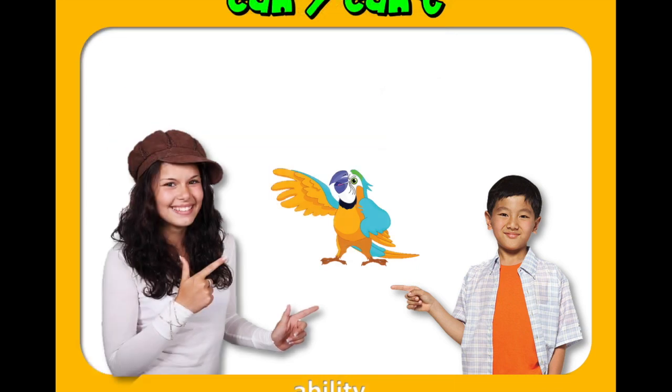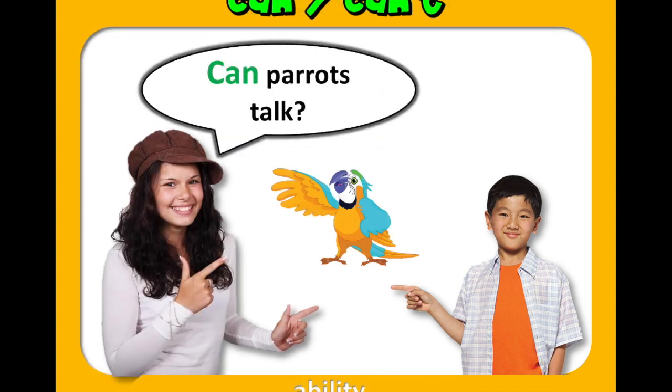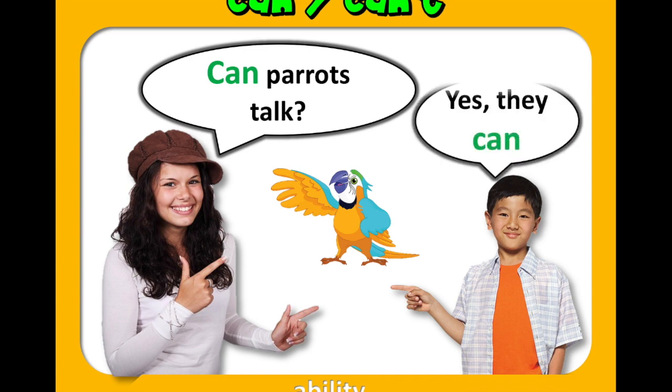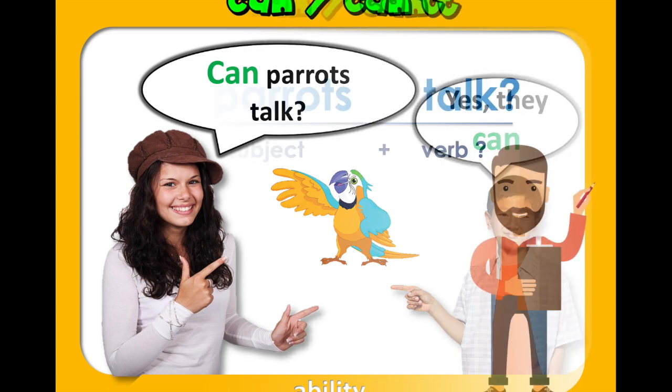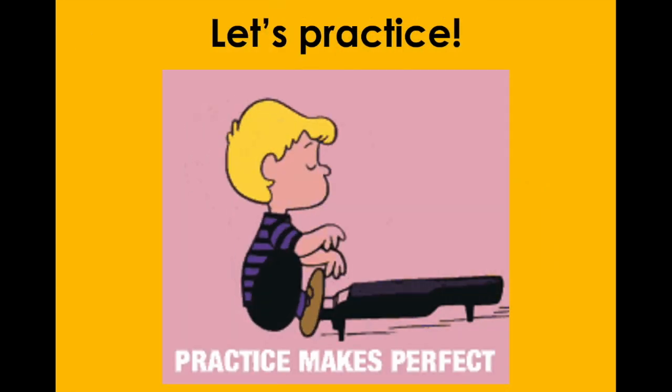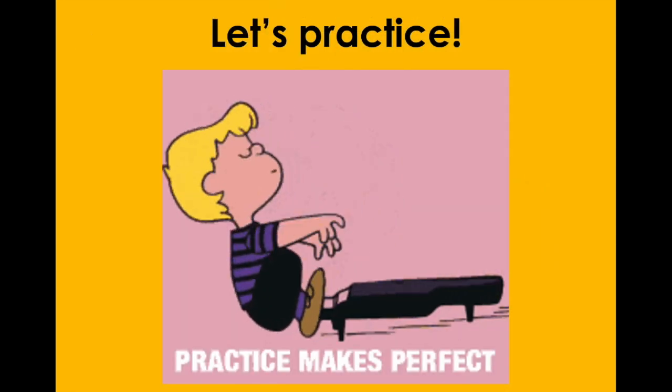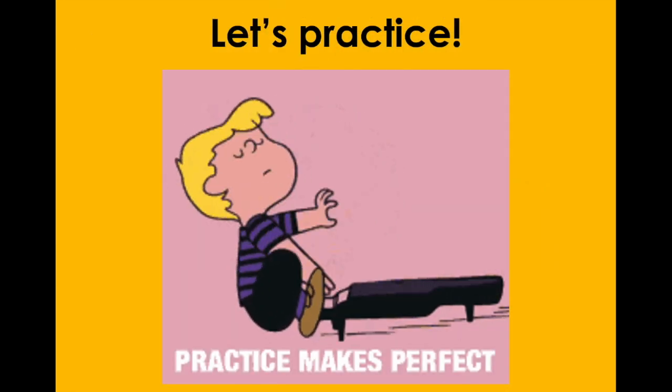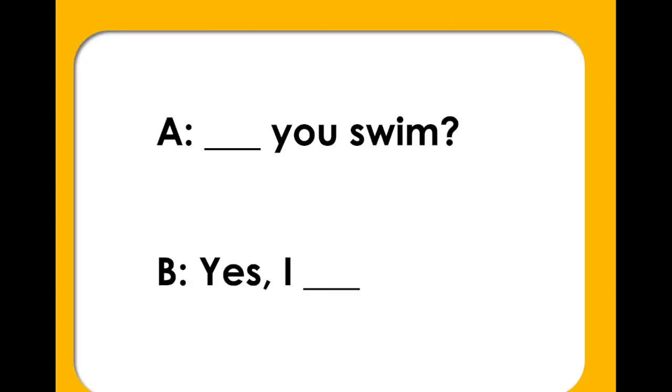Alright, let's take a look at this other example. Can parrots talk? Yes, they can. Can parrots talk? We first have the modal can, then the subject, parrots, and then the verb talk, followed by the question mark. Can parrots talk? Perfect. Now let's practice because practice makes perfect.